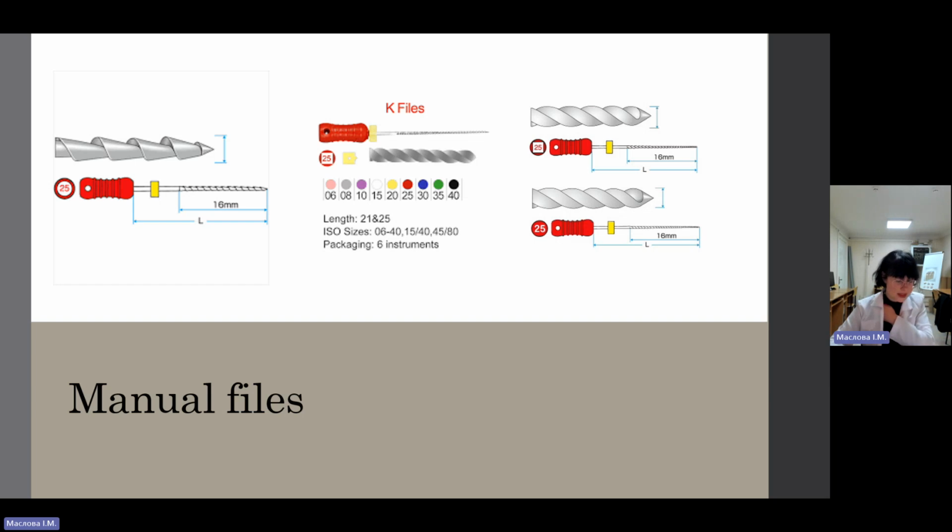Flexifile. This file is manufactured by the same firm in the same way as the K-file, but using a more flexible stainless steel alloy. The alloy used in file manufacture has a bearing on its cutting efficiency and resistance to fracture.